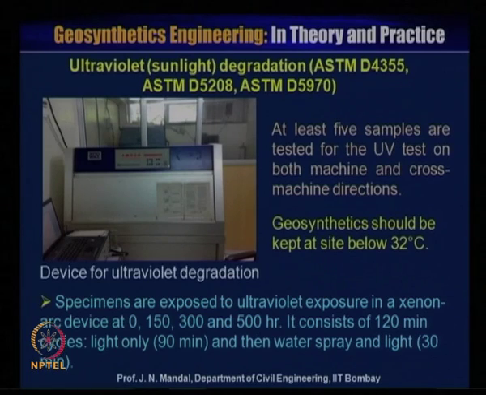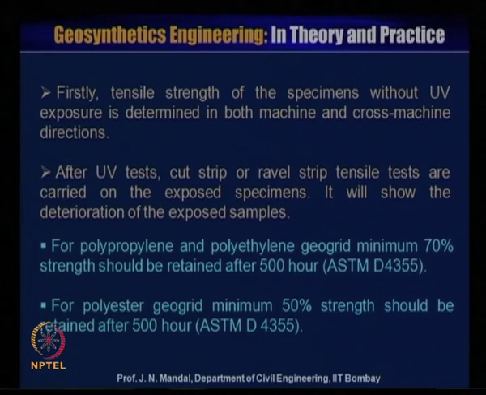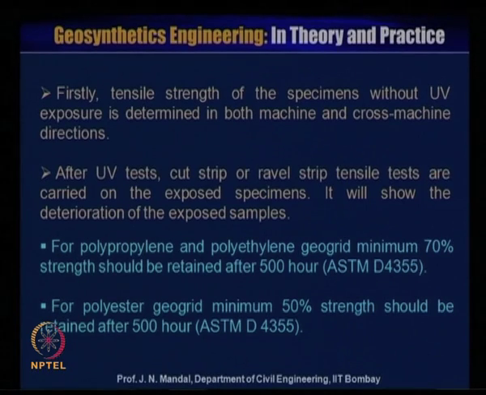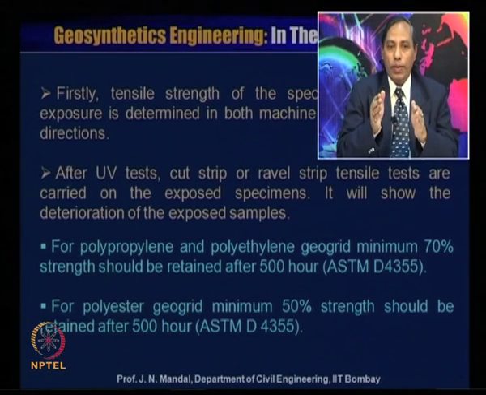It consists of a 120 minute cycle: light only for 90 minutes, and then water spray and light for 30 minutes. So, it is a kind of very long term strain. It continues up to 500 hours. Firstly, the tensile strength of the specimen without ultraviolet exposure is determined in both the machine and the cross machine direction. After the UV test, cut strip or radial strip tensile tests are carried out on the exposed specimen. It will show the deterioration of the exposed sample.